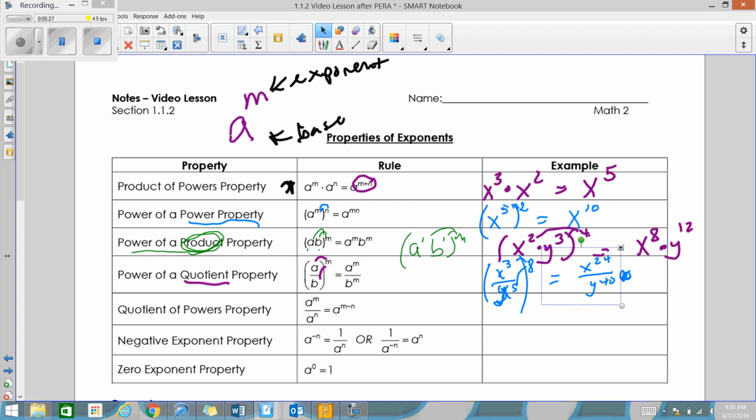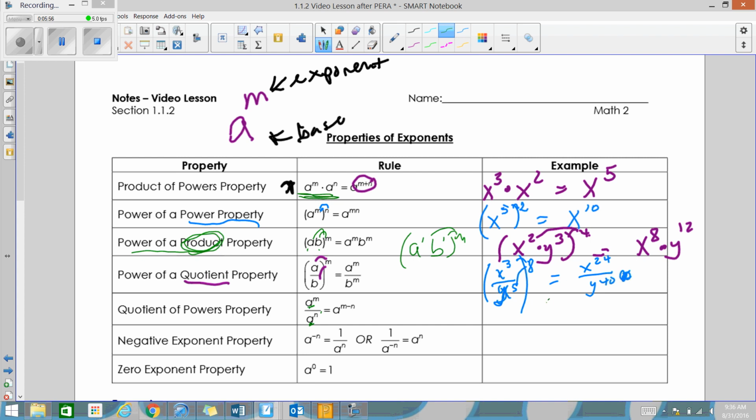Now, take a look here. Something a little similar, but a little different. Power of a quotient. Power of a quotient means that our base, unlike the last one, is the same here. So if our base is the same, just like what we did up here for product of powers, we're going to keep the base the same, but we're just going to subtract numerator from denominator.